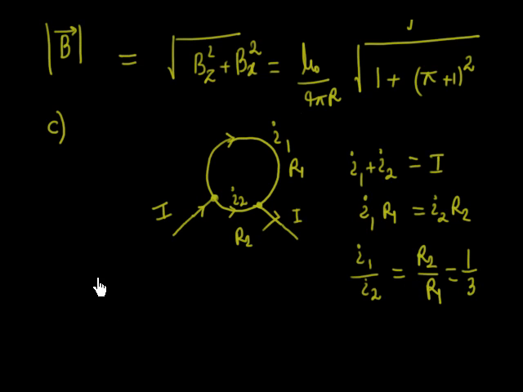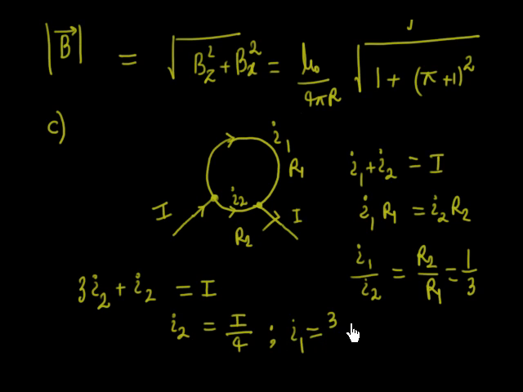So now I can solve for I1, I2. So I1 is equal to 3 times I2. So I1 equals 3 times I2, plus I2 is equal to I. This means I2 is equal to I by 4. This you could have done without even doing all this calculation. And I1 is 3I by 4. So I1 is 3I by 4.